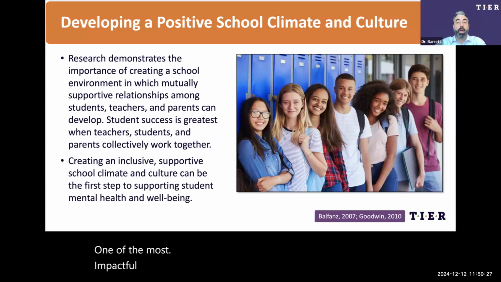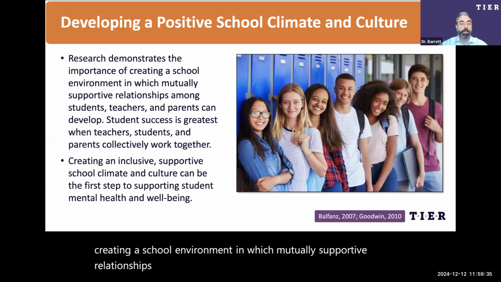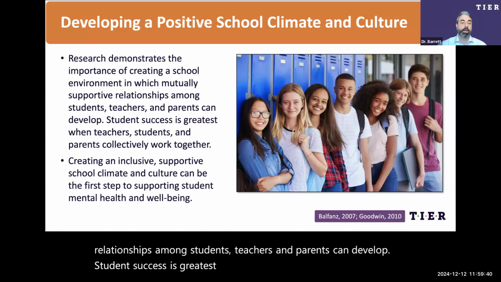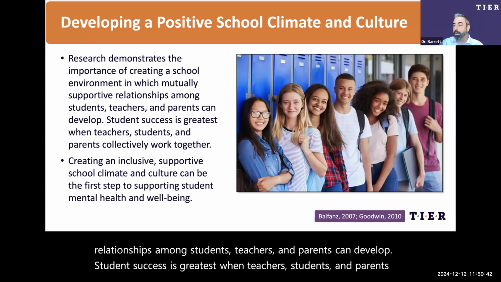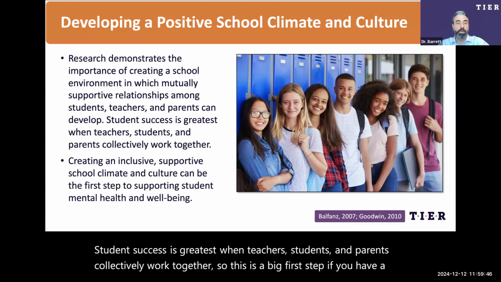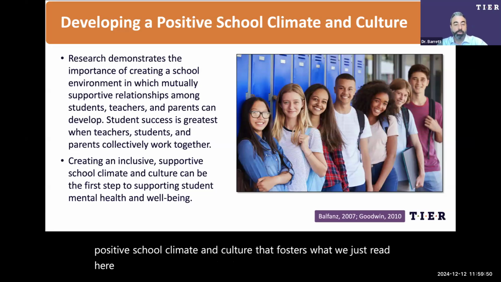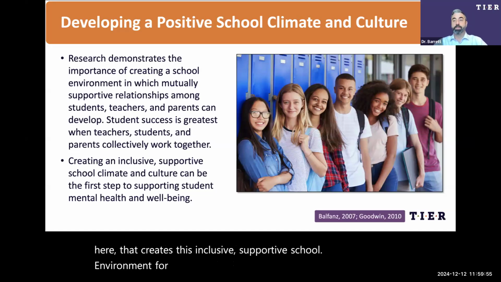One of the most impactful ways that the research shows that we can do this is with creating a school environment in which mutually supportive relationships among students, teachers, and parents can develop. Student success is greatest when teachers, students, and parents collectively work together. So this is a big first step. If you have a positive school climate and culture that fosters what we just read here, that creates this inclusive, supportive school environment for students, that is the first step. And that is something that is everybody's job.